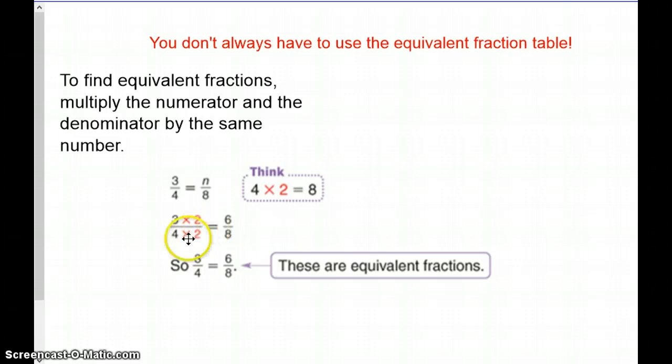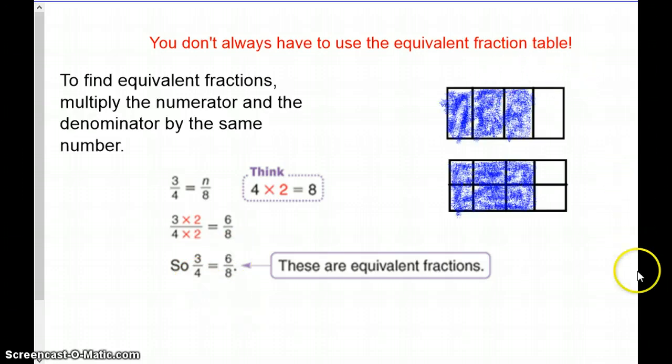So we multiplied 4 times 2 to get 8. So we also have to multiply the top by the same number, by 2. So we multiply 3 times 2, and we get 6. So that tells us that 3/4 is equal to 6/8.